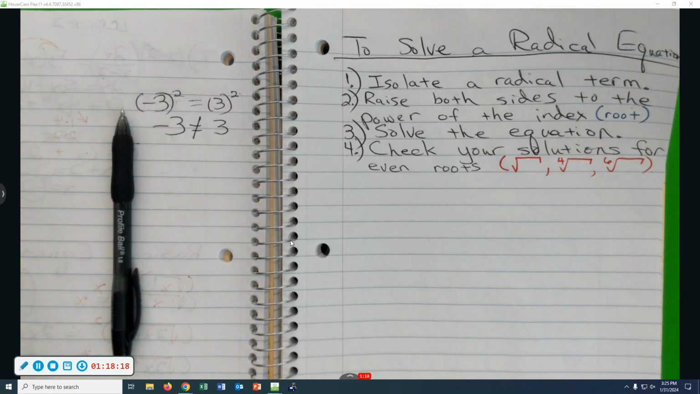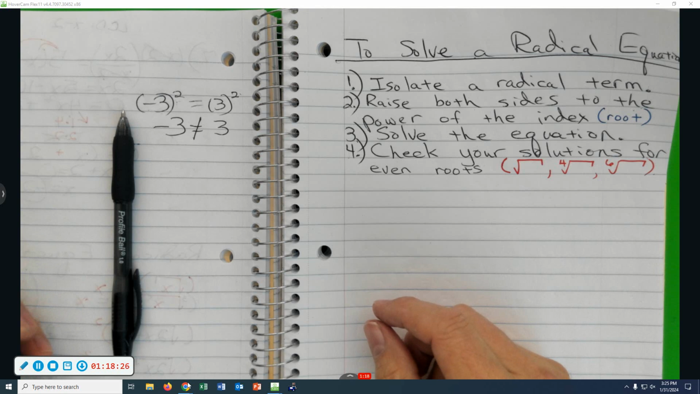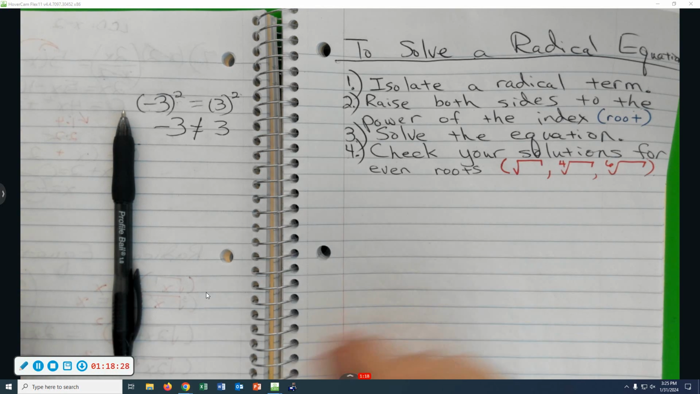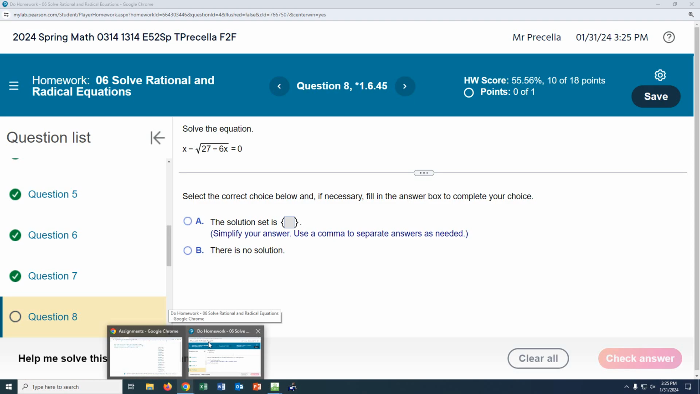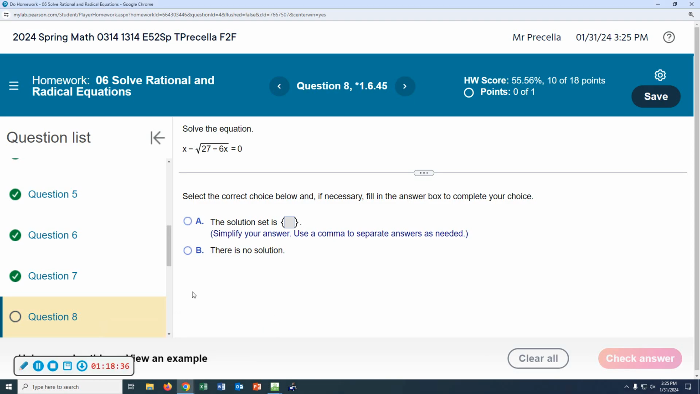If you think about it, it's those square roots that cause us to have those imaginary numbers. It's perfectly fine. The cube root of a negative 27 is a negative 3. So cube roots don't create imaginary numbers. It's those square roots and 4th roots and 6th roots. Okay, let's write down this problem and get going. Okay, here we go. Number 8. We have x minus the square root of 27 minus 6x equals 0.